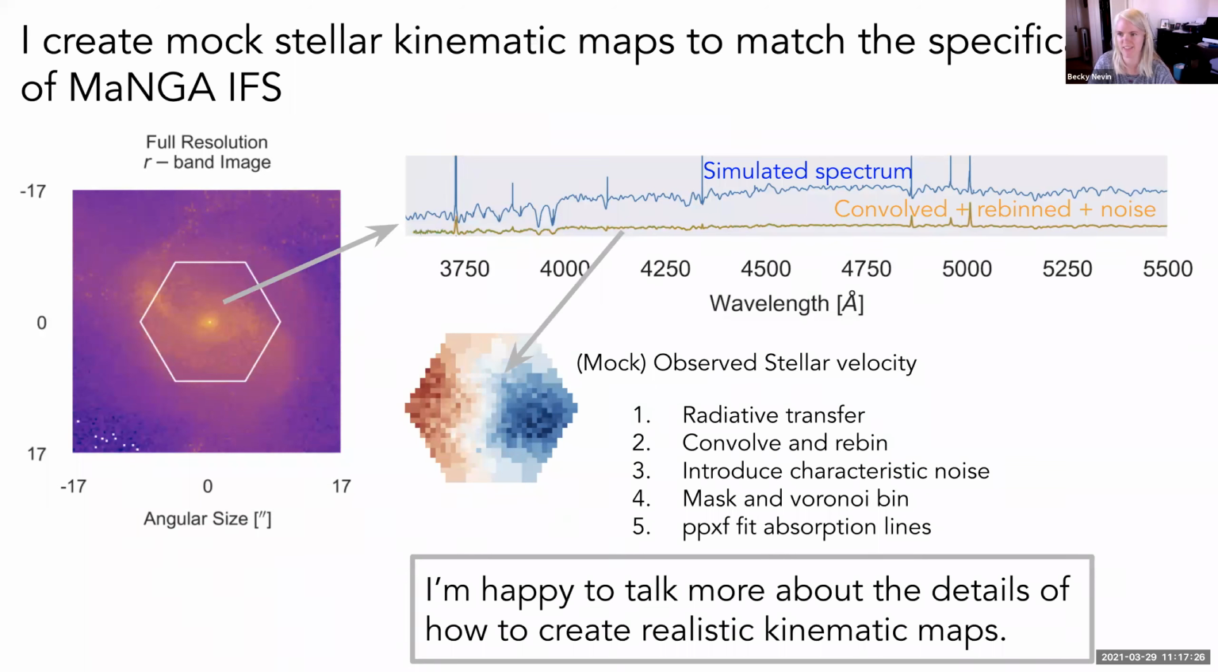So you can think of this as coming down to working with spectra. We are simulating spectra using radiative transfer and then doing all sorts of convolution and rebinning. And the final step is to fit the absorption lines using PPXF. So we're doing this much like you would do for observed data. And if you want to know more about this, please set up a meeting with me because I can talk about this in excruciating detail.